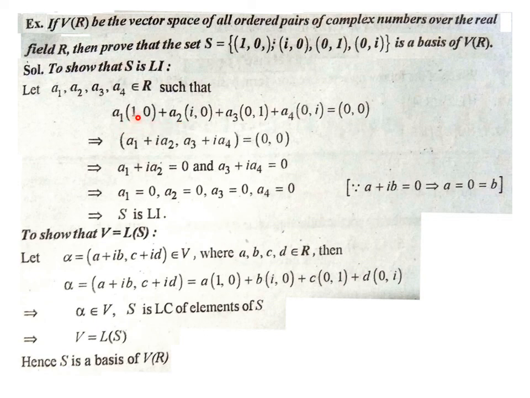Then multiplying and adding them, a1 into 1 is a1 plus a2 iota, then a3 into 0 is 0, a4 into 0 is 0. So it's a1 plus iota a2 at the first place, comma, a3 into 1 is a3 plus a4 into iota is iota a4, equals (0,0). So 2 equations are obtained. If we solve these 2 equations by real and imaginary separation, a1 is 0 and a2 is 0, and a3 is 0 and a4 is 0, all 4 are 0. If all scalars are 0 when that linear combination is 0, it means the vectors of that set must be linearly independent, that is, we can say S is LI.